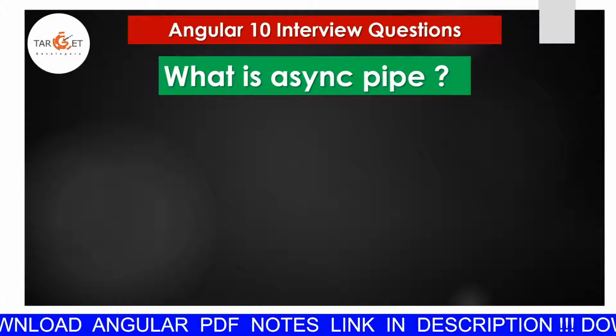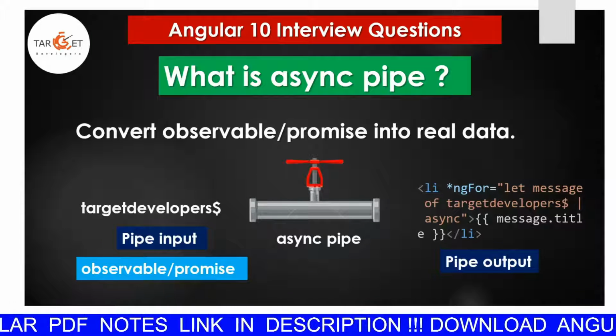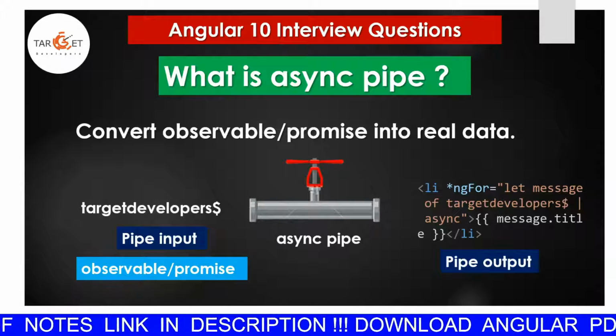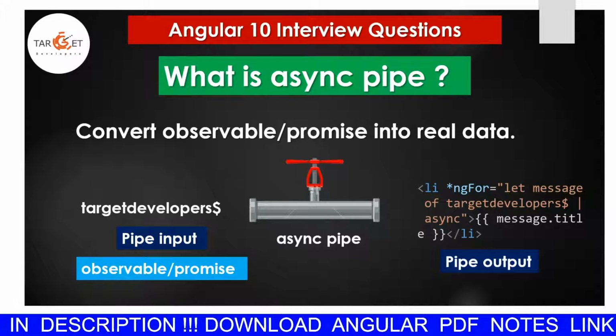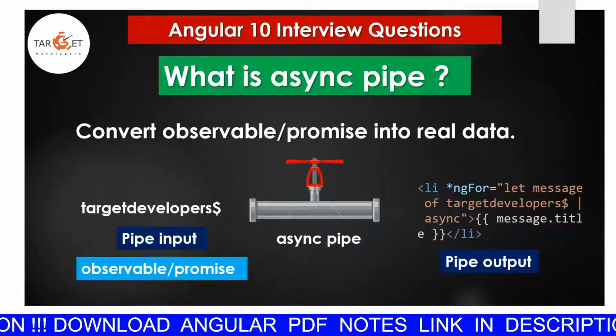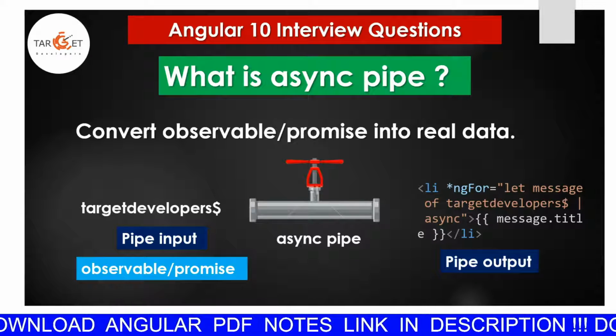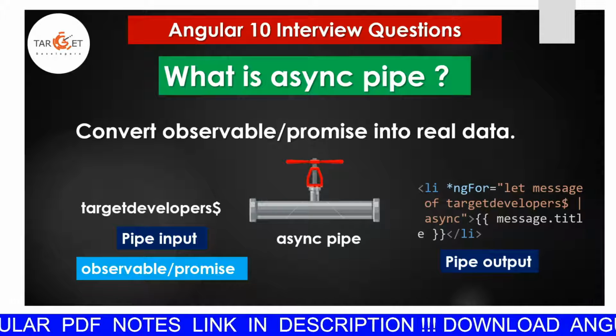Next, what is async pipe, guys? It converts observable or promise into real data. Its work is to fetch observable or promise and convert it into real data in the UI part. So as you can see that target developers is the observable here or promise. So we give the input here. After applying async pipe, we transform the data in the pipe output.